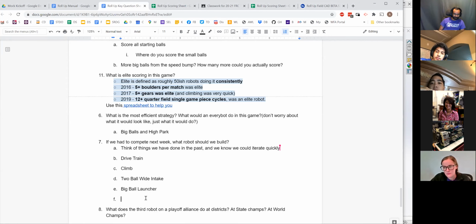Focus on the intake and the ball stuff, and then you just have this passive latch thing. Yeah, that makes sense, if you're not spending your resources on it.